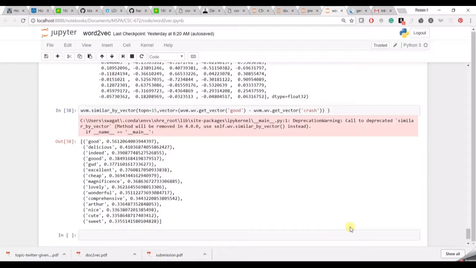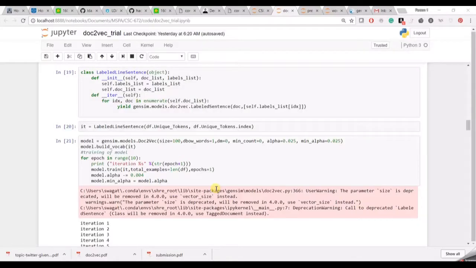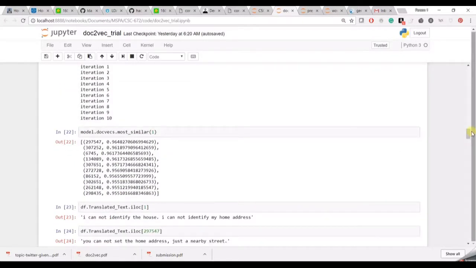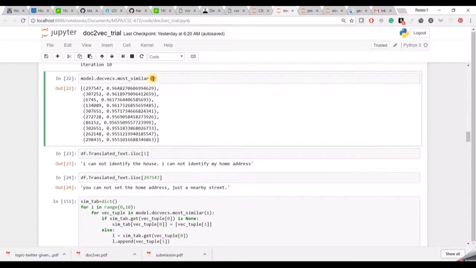Continuing from the word2vec model, I also experimented with a doc2vec model here, and instead of using the memory method, I'm using a distributed bag of words model, and I train it for a very limited number of epochs, just 10 epochs, and I use the row indexes as the labels for each sentence. After creating the model, when I examine the most similar documents to any particular one, say document 1, these are the documents: row numbers 297, 547, 307, 252. These are the rows that are most similar to row number 1, and if we examine one of these rows, they do look similar.